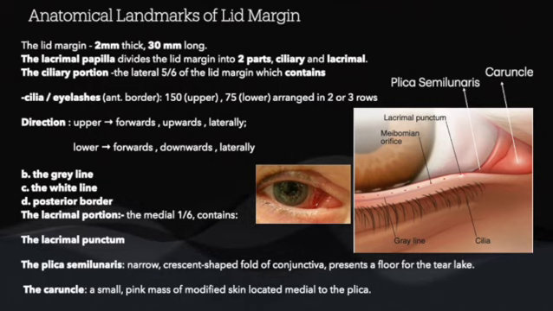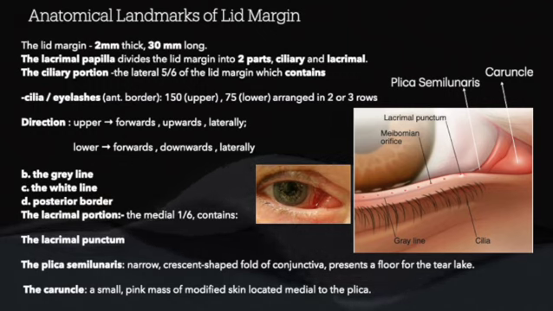Next, the gray line, which we can see in this picture, and the white line is nothing but the opening of the meibomian orifice, and the posterior border of the eyelid is sharp.